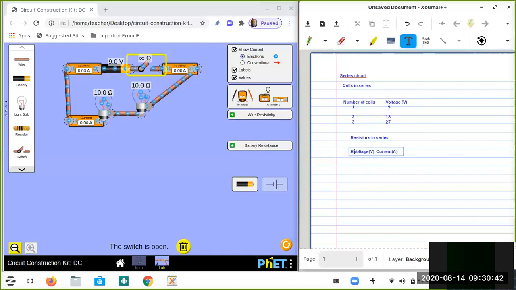We have number of resistors. In this case, we are using what? We are using bulbs. Bulbs are our resistors. Right.